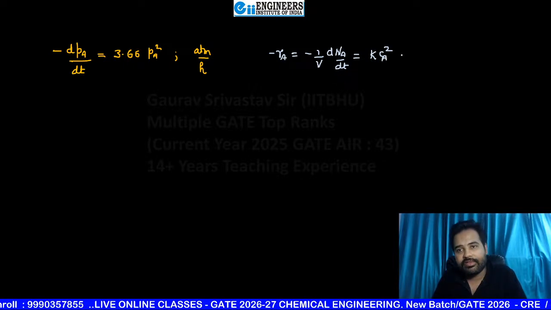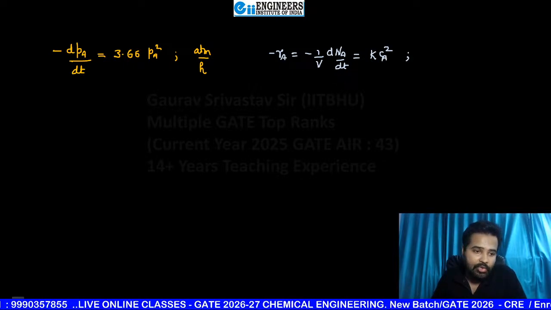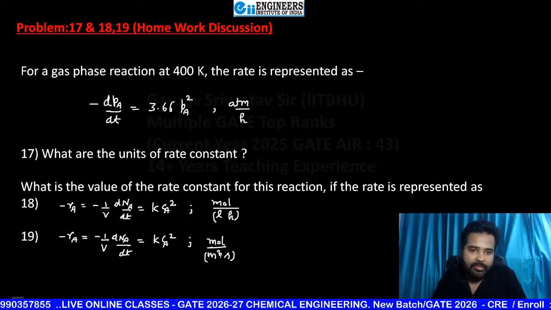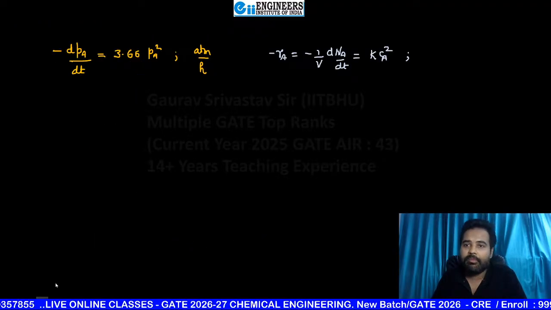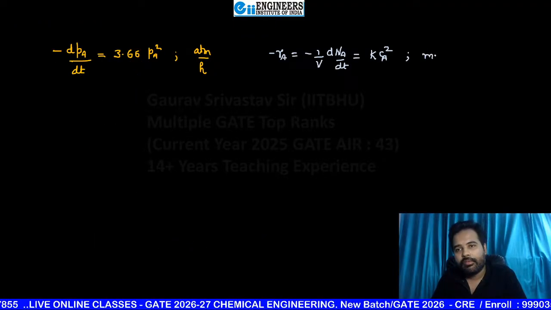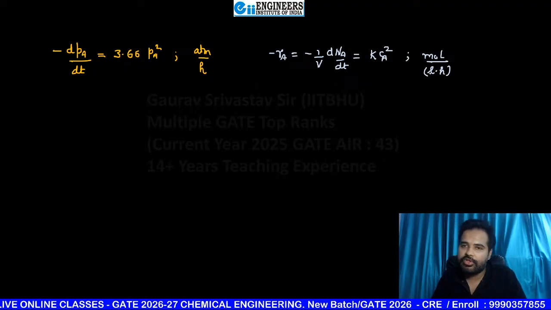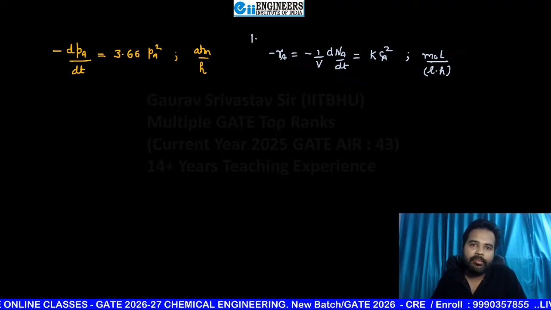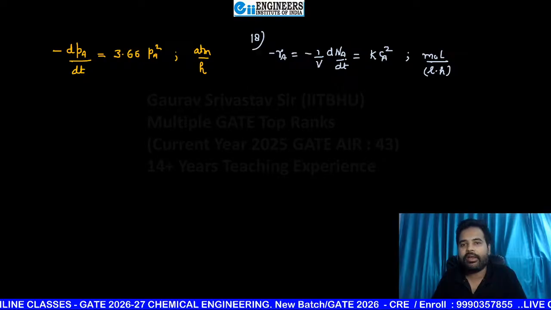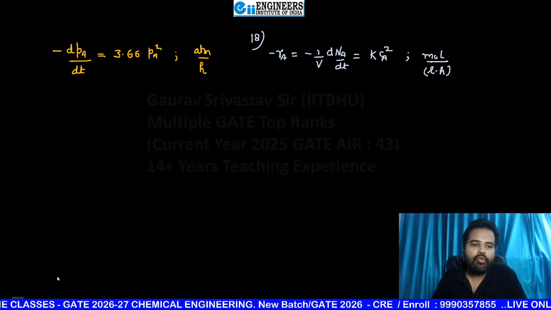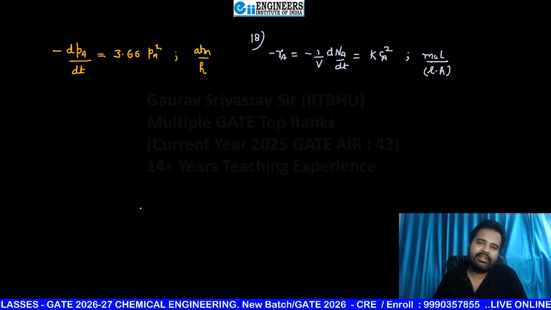KCA square. And this time, my dear students, here the unit for this 18th number is mole per liter per hour. Mole per liter per hour. So this is our unit beta. 18th number first, followed by 19th number. Now what to do, how to solve it? Very easy here. Very easy.